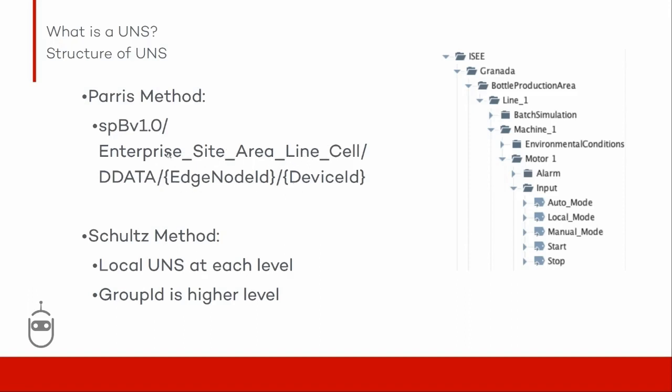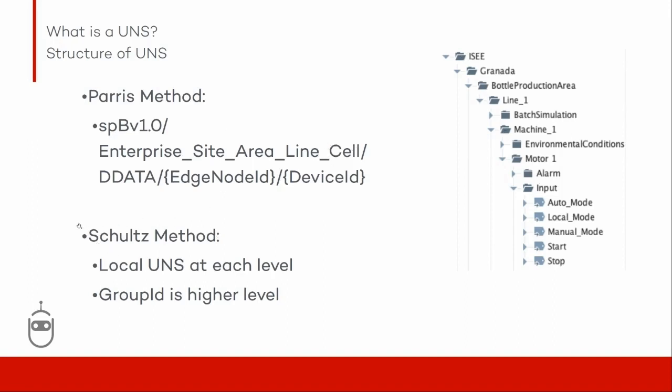What will happen in this case, when you publish this to the broker, is you'll get this enterprise underscore site underscore area underscore line underscore cell as a folder. Within that folder, you'll get your edge nodes and whatever values there are in that topic. Then you would need to translate that so you can map it out into this structure again. That's the issue with this one: you get all of these flat MQTT topics within each of these folders, and that can potentially be a problem and requires a bit of workaround to end up with a structure like this. Then the other method is the Schultz method.